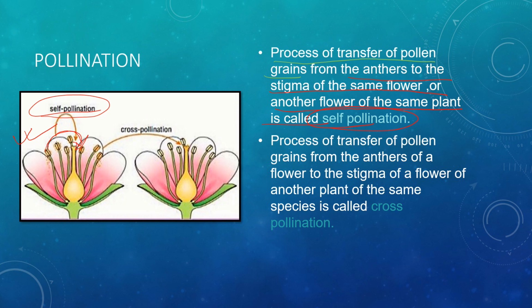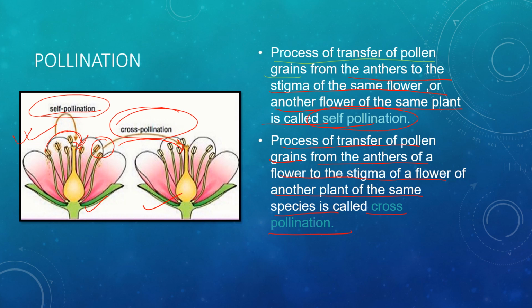So this is self-pollination, and the process of transfer of pollen grains from the anthers of the flower to the stigma of another plant of the same species is called cross-pollination. These two are flowers of the same species, right? So from the anther of one flower, the pollen grains are carried to the stigma of another flower. This process is called cross-pollination.